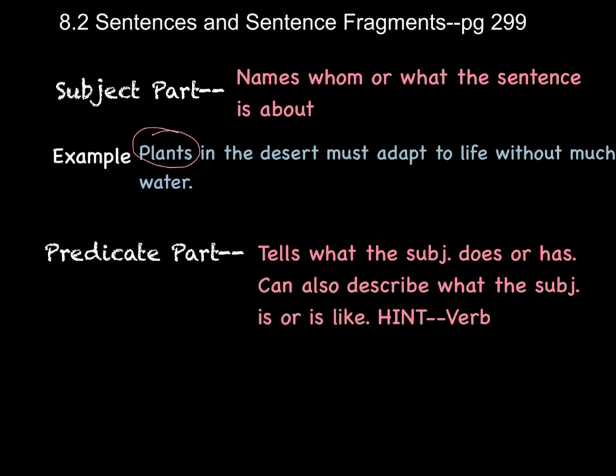The predicate part tells what the subject does or has. It also can describe what the subject is or what it is like. Hint, it's the verb. Go back to our example. Plants in the desert must adapt to life without much water. What must the plant do? It must adapt. Be sure to pause the video and write your definitions.